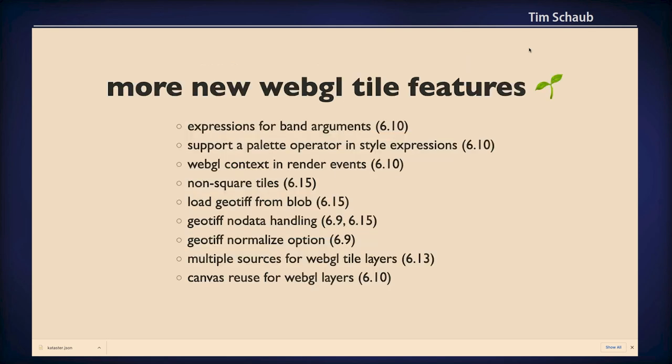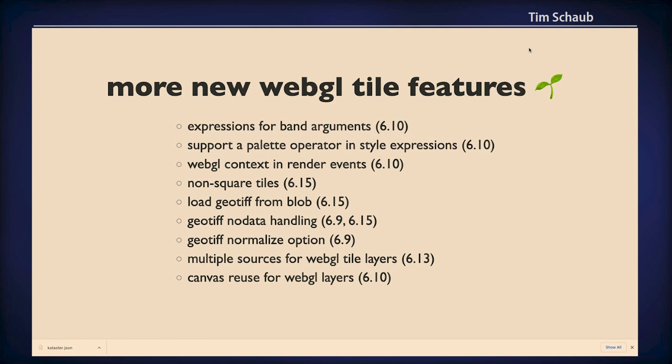There are a bunch of new WebGL features that we didn't have time to go through in detail. You can now supply expressions for band arguments, so instead of just a literal band 3, you can base it on application state or something. We also support a palette operator, so you can have paletted GeoTIFFs and map those to color values. The WebGL context is available in render events, so if you want to do arbitrary operations with a canvas, like clipping it, you have access to that. We have support for non-square tiles, so if your tiles are not as tall as they are wide, we support those.